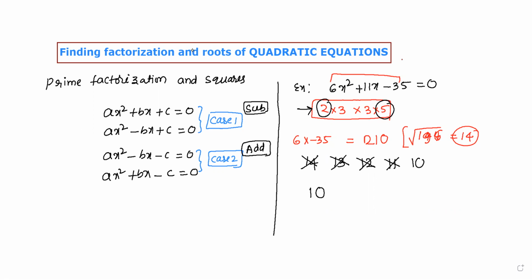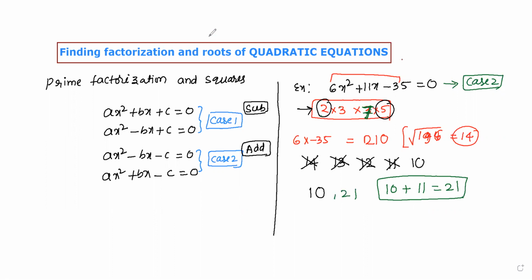Let us see which case this equation comes under. It comes under case 2, which means we have to do addition. So 10 plus the coefficient of x, 11, gives 21. Sorry, this is 7 into 3. Now see, 2 into 5 is 10 and 3 into 7 is 21. So it is exactly matched now.